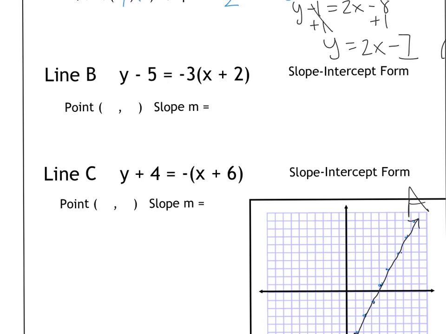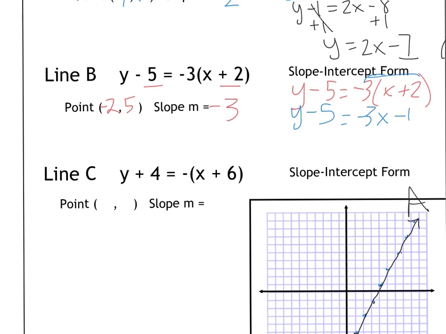Line B, I can pull out my point, remembering it's the opposite. That's a negative 2. That's a positive 5. There's a slope of negative 3. Good, a negative slope. We need practice with that. Rewriting, y minus 5 equals negative 3 times (x plus 2). Distribute, that's y minus 5 is negative 3x minus 6. Bring that 5 to the other side. Y is negative 3x minus 1.